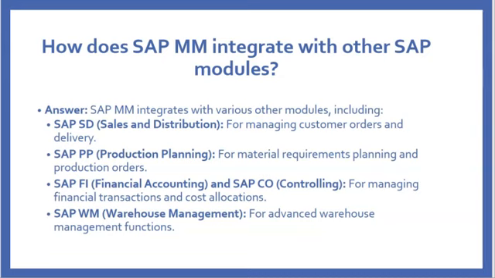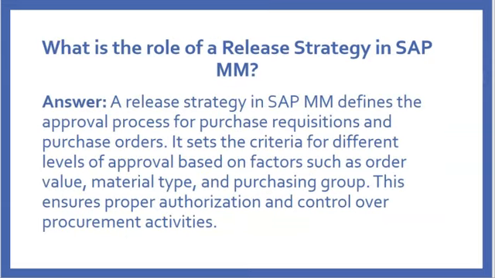How does SAP-MM integrate with other SAP modules? Answer: SAP-MM integrates with various other modules, including SAP SD, Sales and Distribution, for managing customer orders and delivery. SAP PP, Production Planning, for material requirements planning and production orders. SAP FI, Financial Accounting, and SAP CO, Controlling, for managing financial transactions and cost allocations. SAP WM, Warehouse Management, for advanced warehouse management functions.